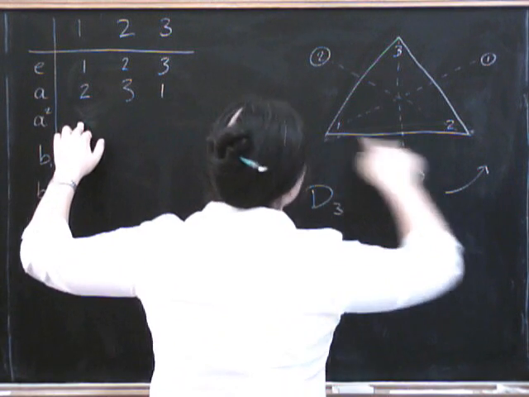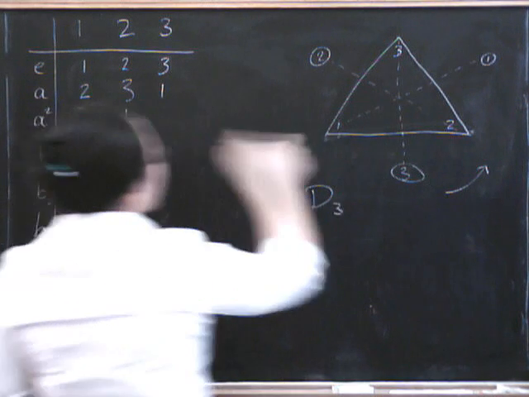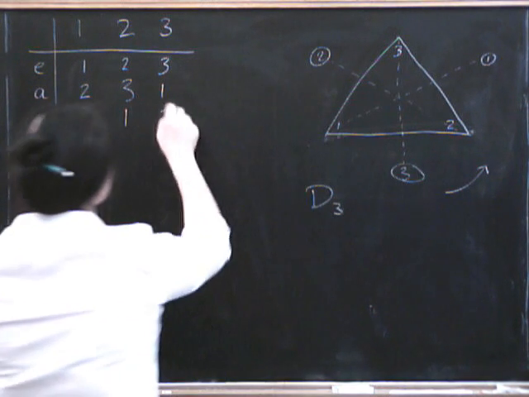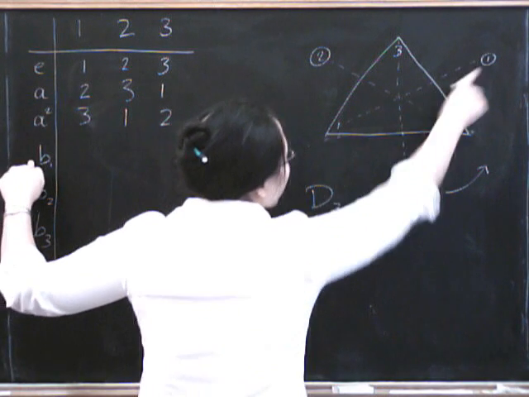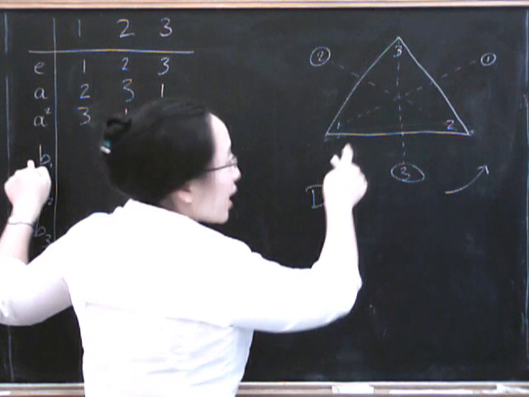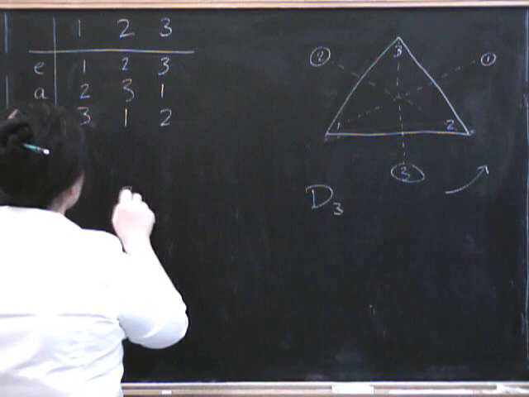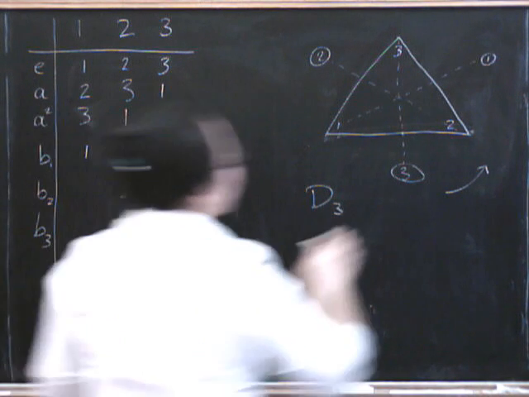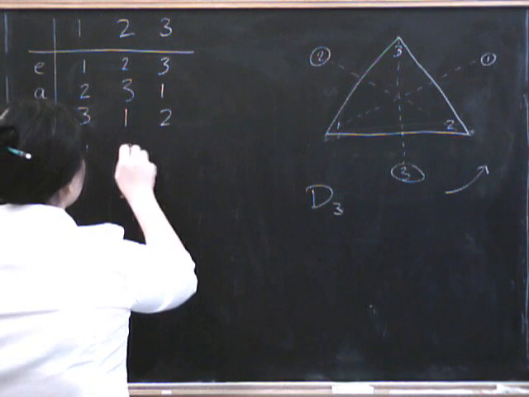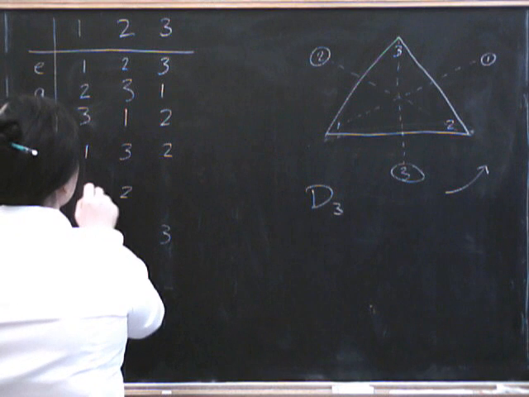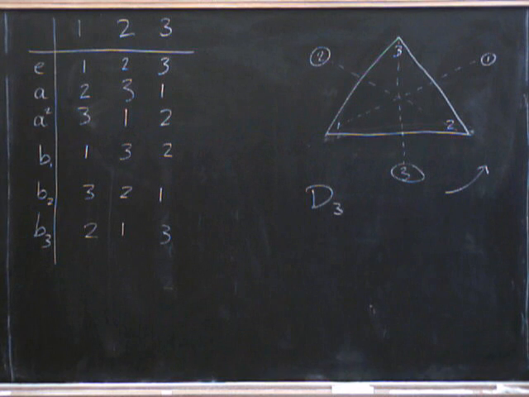And if you do it twice, 1 goes to 3, 2 goes to 1, and 3 goes to 2. Okay, so that's those. Now, the Bi's. B1 is reflection through this line, the one that goes through the corner 1. And if it's reflection through this line, it's certainly going to fix 1. So B2 is going to fix 2, and B3 is going to fix 3. And then what it does is it swaps the other 2 corners. So here 2 and 3 get swapped, here 1 and 3 get swapped, and here 1 and 2 get swapped. So that's what the final table should look like.